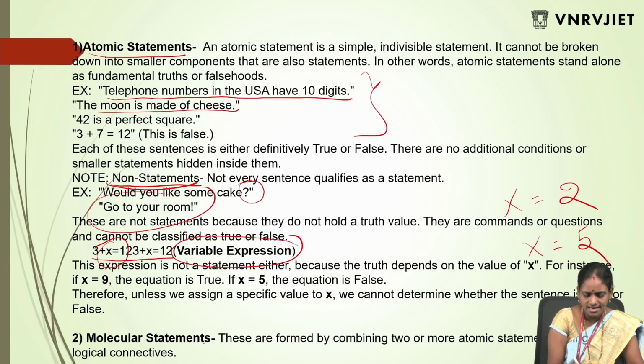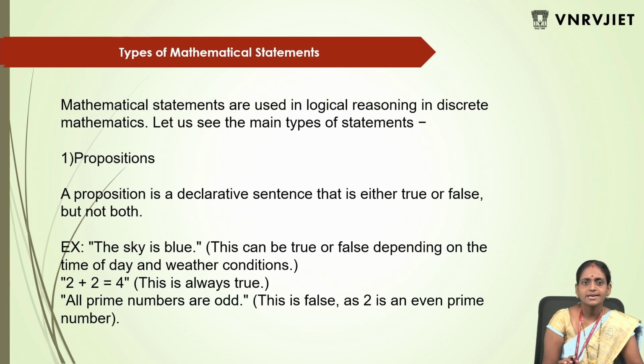And what is the second category? Molecular statements. The reverse of atomic statements is molecular statements. As I said previously, an atomic statement is nothing but each and every single statement. Here we are going to include more than one statement. More than one statement, combining two simple statements, is what we call a molecular statement. So that is the difference between atomic statements and molecular statements. These are the atomic and molecular forms of statements in mathematics.